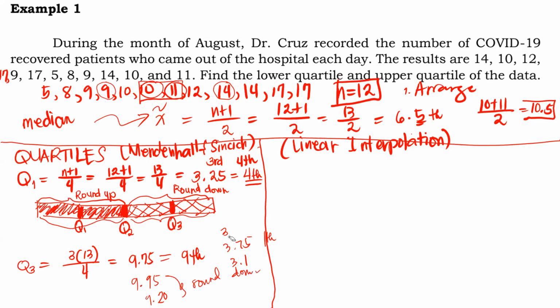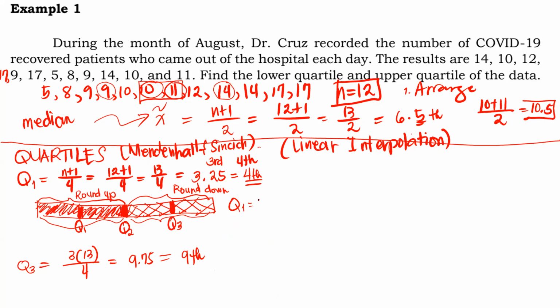So our data here, let me erase this. So our data here, wait, it's hard to erase. So our Q sub 1 here, again, is 9, and our Q sub 3 is 14.